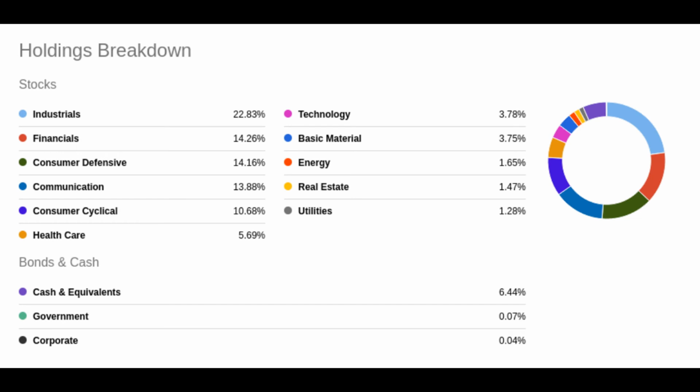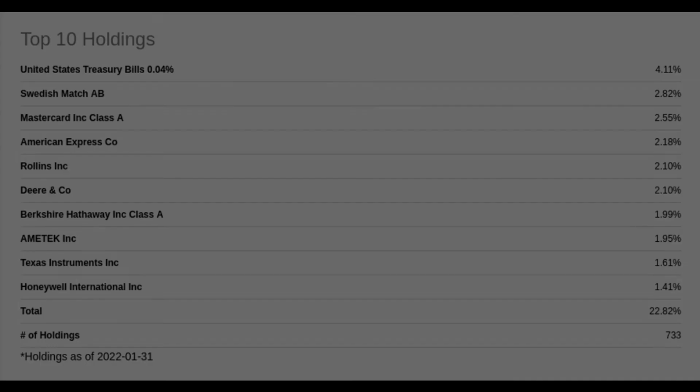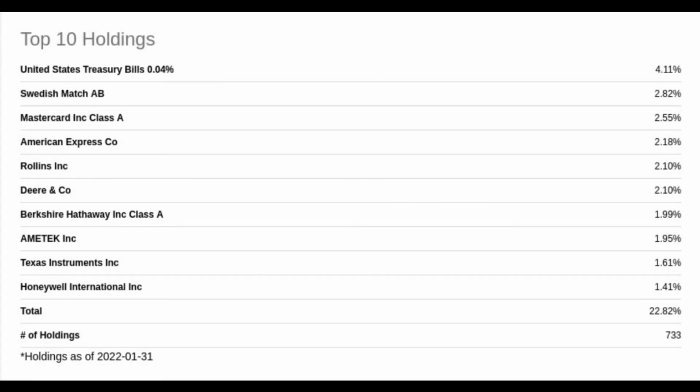At Seeking Alpha, we can see that the top 5 sectors are industrials, financials, consumer defensive, communication, and consumer cyclical. You can see that this fund is focused on 2 of the top 5 performing sectors right now. The top 10 holdings are some well-known companies such as U.S. Treasury bills, Swedish Match, MasterCard, American Express, Rollins, Deere, Berkshire Hathaway, Ametek, Texas Instruments, and Honeywell International.